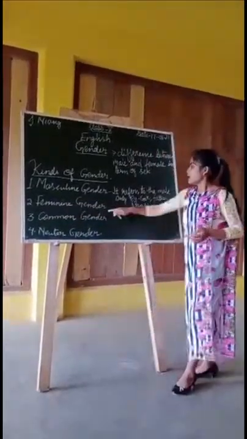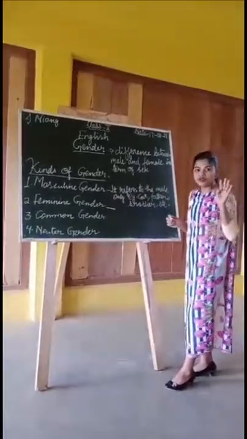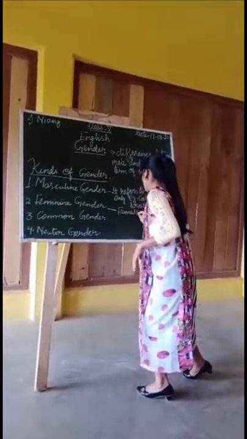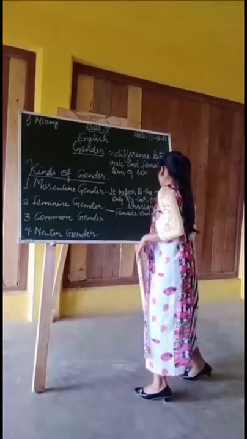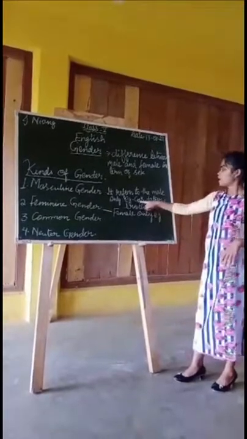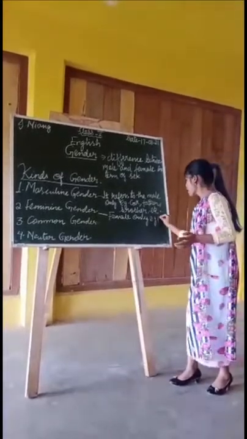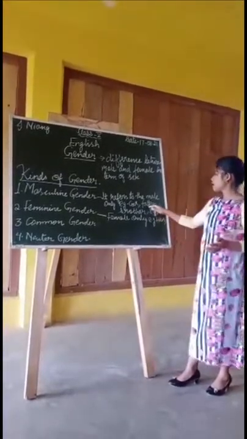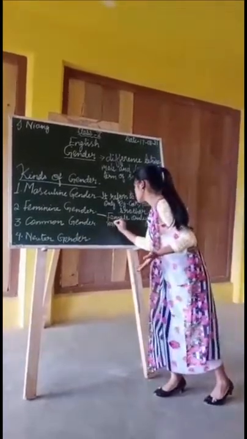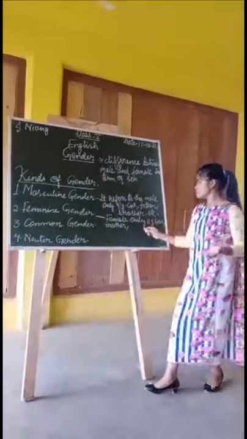And number two, feminine gender. Feminine gender refers to the female only. Example here, like cock, and in feminine gender it is hen. And then father, the feminine gender is mother. Next, sisters.